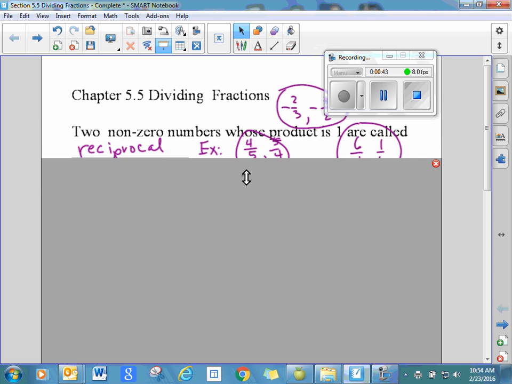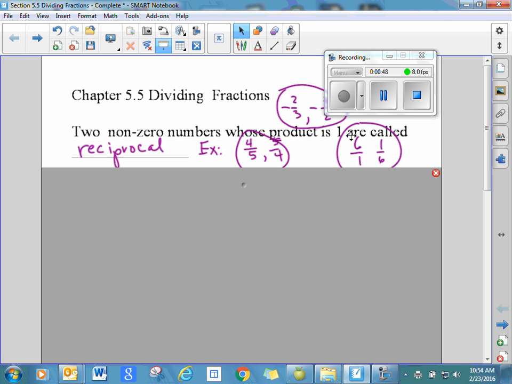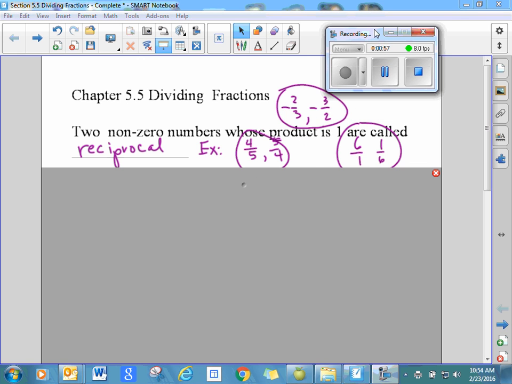So one vocab word here is reciprocal. If you have two non-zero numbers whose product, when you multiply them together, is 1, you have reciprocals. I gave you a couple examples up here. Reciprocals have the exact same sign, and it's just the numerator and denominator that are flipped. So if you multiplied them with a single fraction bar, your numerators and denominators would cancel, and you'd be left with 1. In this case a positive 1, in this case a positive 1, and in this case a positive 1 as well.